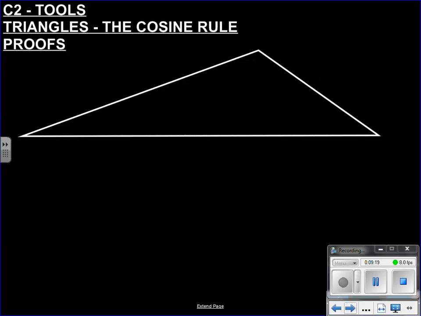What about the cosine rule? Whoa. Bit trickier this time. Let's do that again. A, B, C. Opposite sides to the angles. So, let's go again. We know that the cosine rule is a squared equals b squared plus c squared minus 2bc cos A. But let's just be clear what we're talking about here.